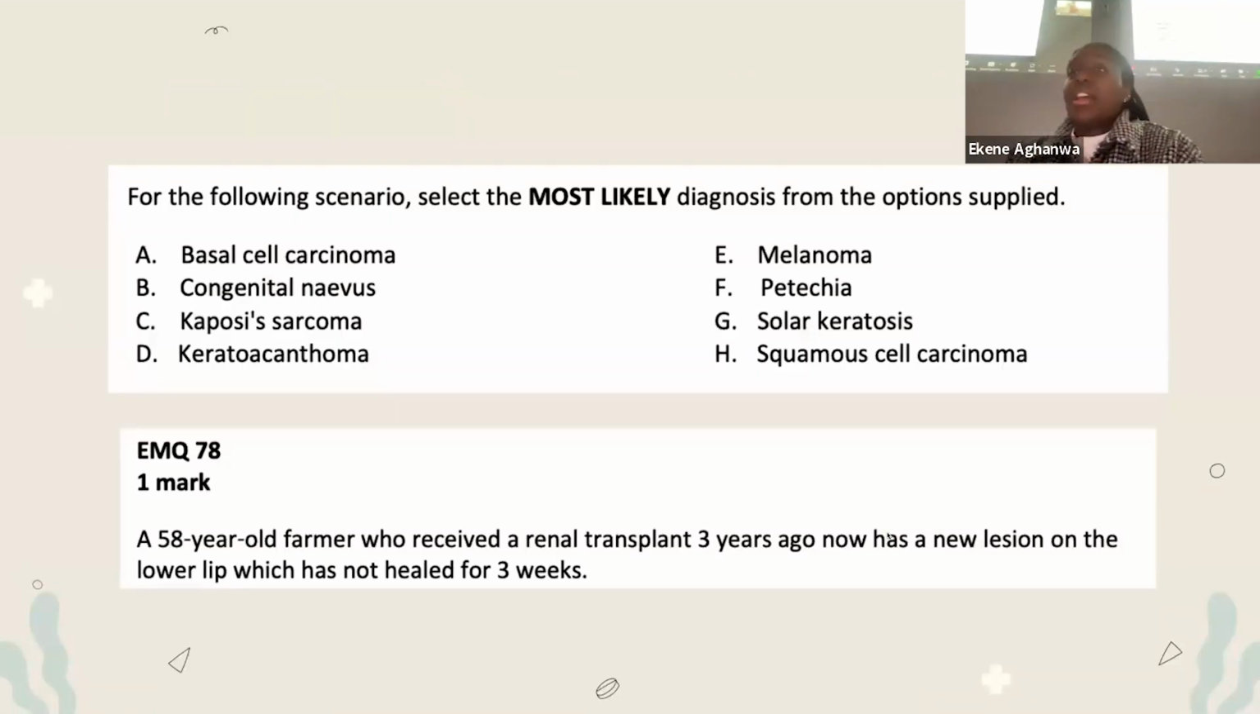Okay. So a 58-year-old farmer who received a renal transplant 3 years ago now has a new lesion on the lower lip, which has not healed for 3 weeks. What is the most likely diagnosis?